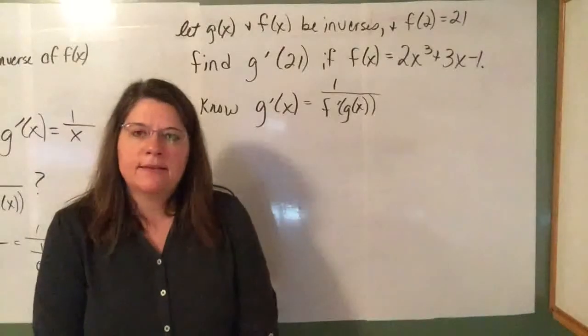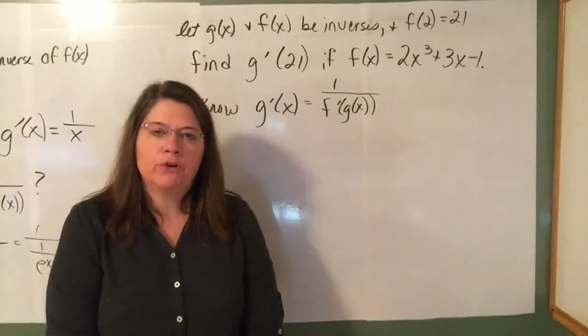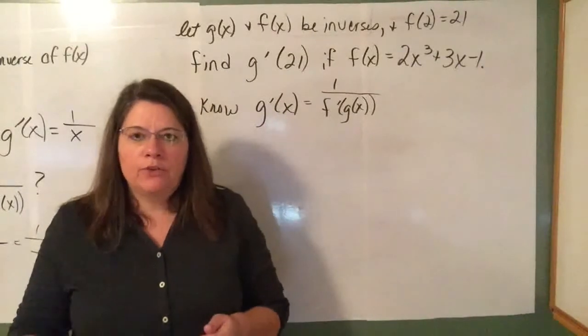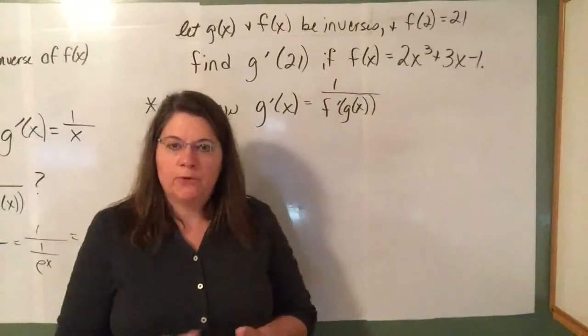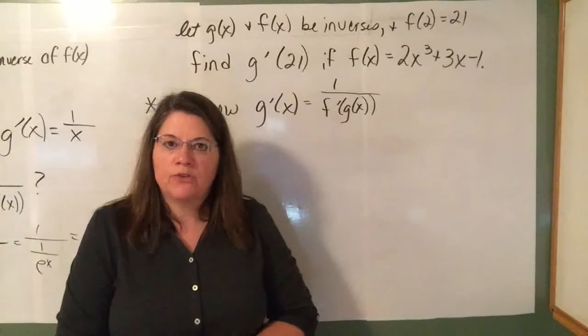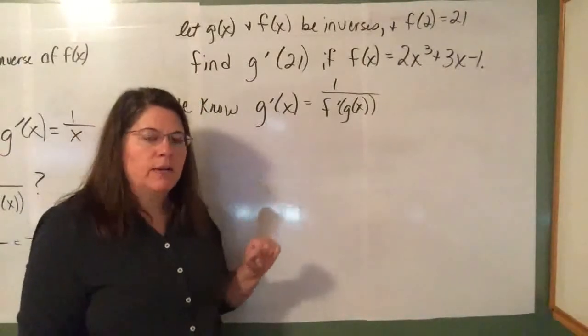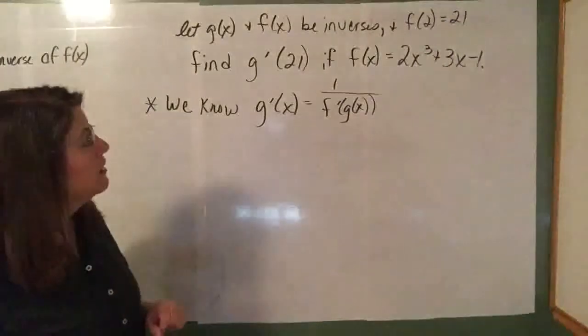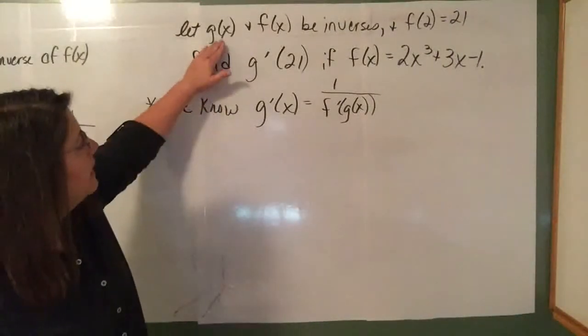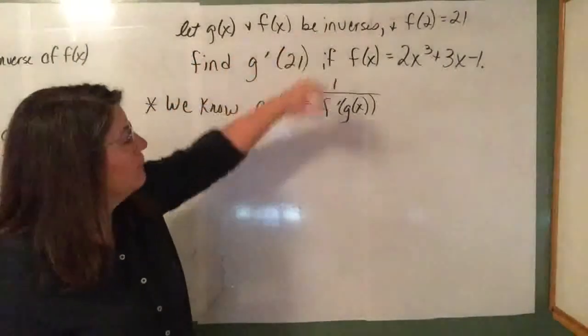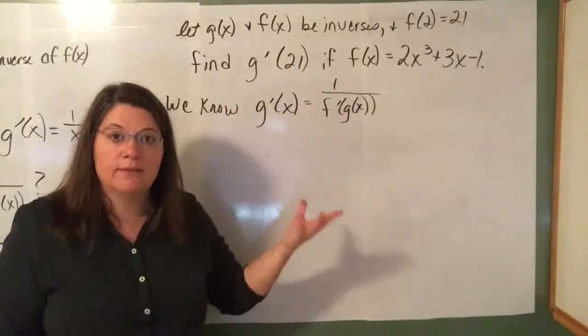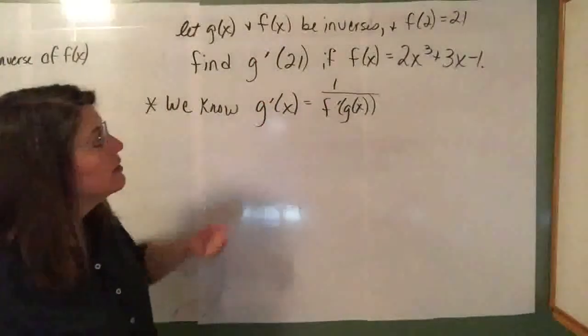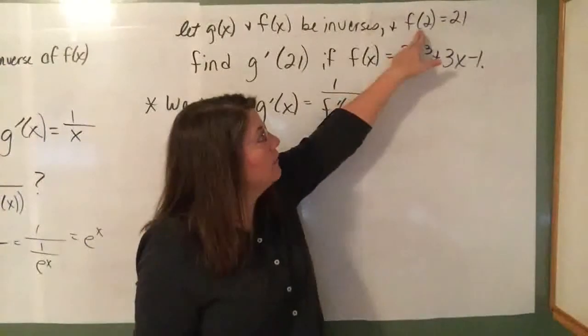So in the last example, we were just showing that two functions were inverses and that the derivative formula for inverse functions did work. This is how it will be applied to actual functions within your calculus curriculum. Here they say let g and f be inverses. So we know they're telling us g and f are inverse functions. They give us an ordered pair for the f function.